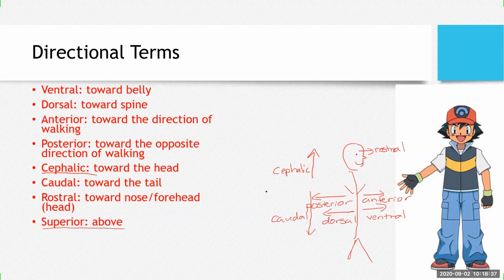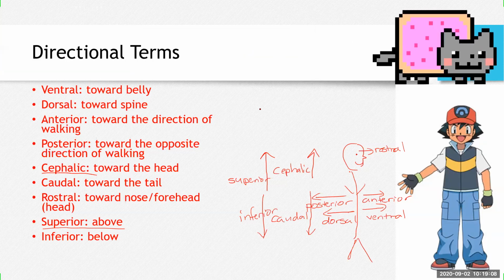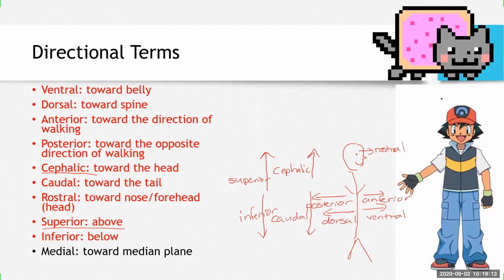So here, going above or to the top is called superior, while going below is called inferior. Similar to ventral and anterior going in the same direction, superior and cephalic are going in the same direction, and inferior and caudal are going in the same direction. But that is for us, a two-legged animal. It's going to be different when we start talking about a four-legged animal, because now we're going to have different directions. Let's try to figure this out.